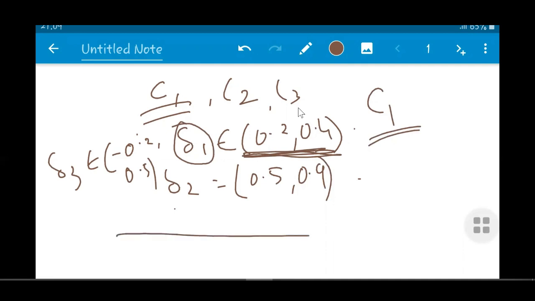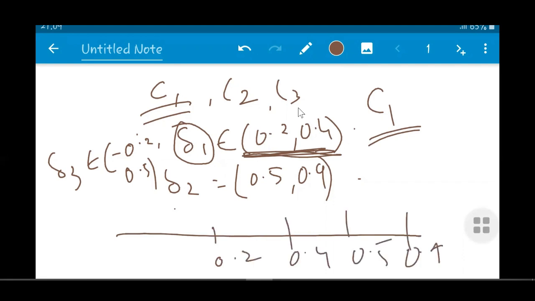Outside, if I consider the whole real line, say this is my point 2, this is my point 4, this is my point 5, and this is my point 9, and along with this is my point minus 0.2. So up to this one, if you give the delta 1 amount of change, there will be no change in your solution part. But other than that part, if I give any change of this C1 variable, then there will be change in the optimal solution.